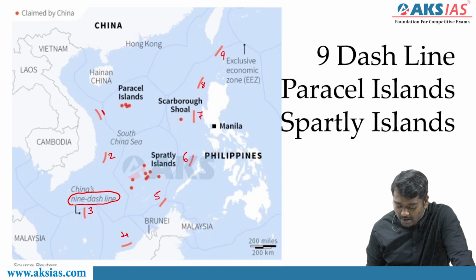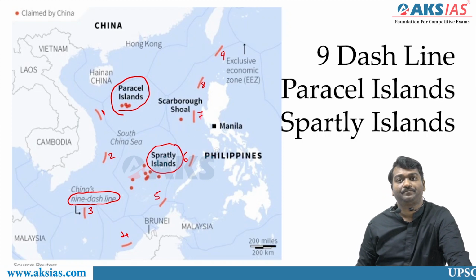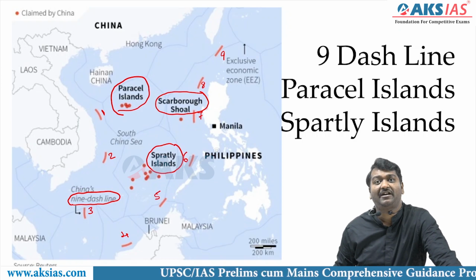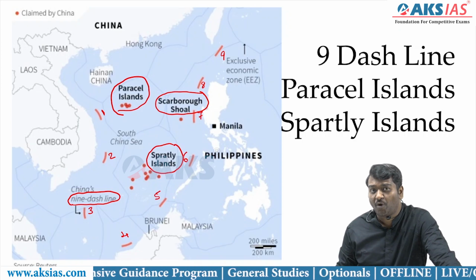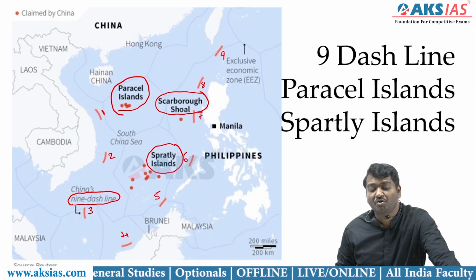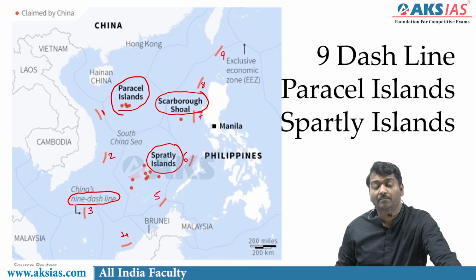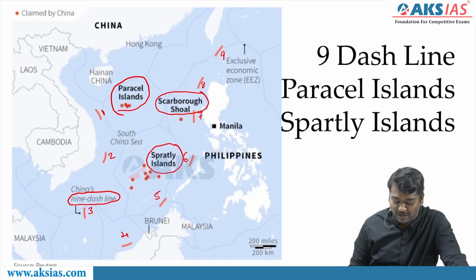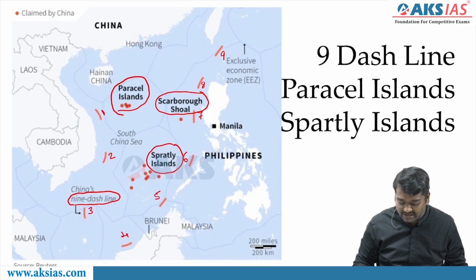They are claiming Paracel Islands, Spratly Islands, Scarborough Shoals, where the Philippines had claimed it is theirs. They went to international courts, and the international courts told China, your claim is wrong, you have to give it back to the Philippines. But China has abandoned international organizations, and today it is saying that this entire region belongs to China. So China is telling this is theirs.